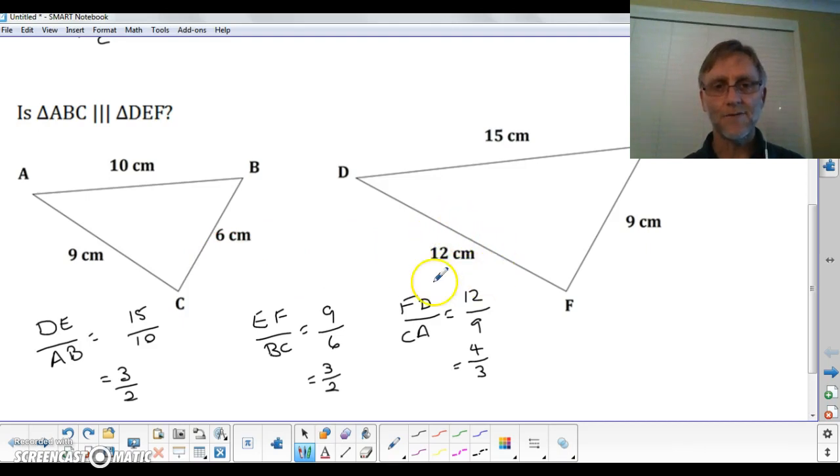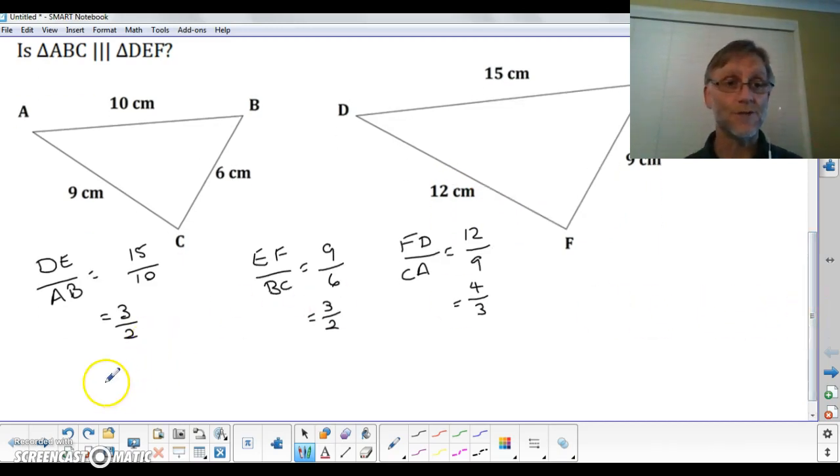This side looks like it's not quite long enough. This pair was multiplied by 1.5, but this one was only multiplied by 1 1/3. So they're not the same.